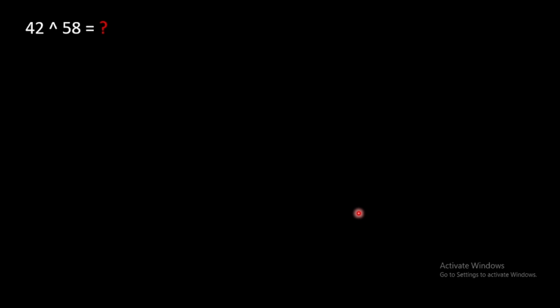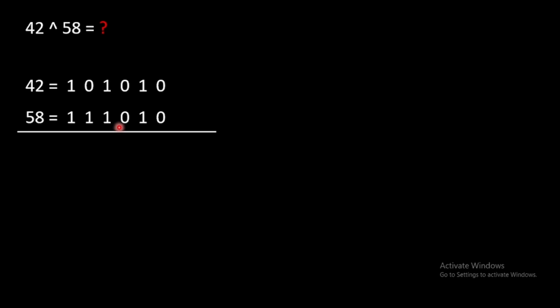Now, what is the output if we calculate the XOR of 42 and 58? We know that in computer architecture, every arithmetic operation is done in binary. So if you try to calculate it using a computer, the first thing that our processor will do is convert these numbers into their corresponding binary forms. So 42 and 58 will both be converted to binary. Now how am I going to calculate the XOR of these two numbers?